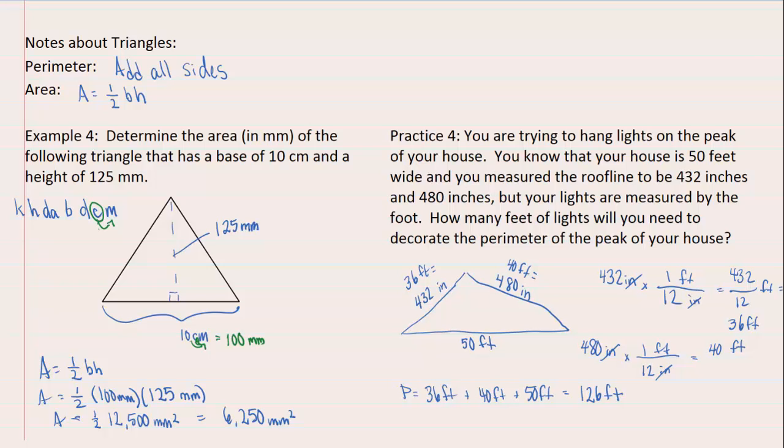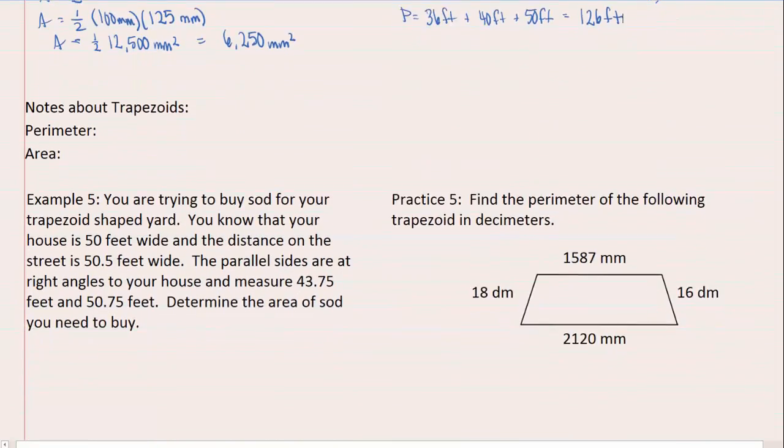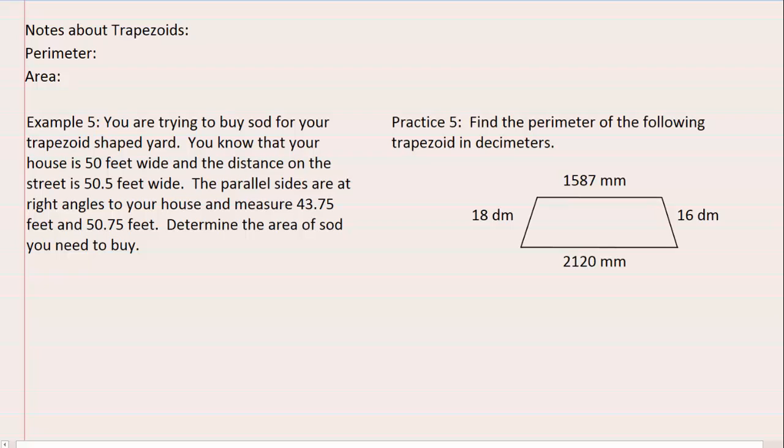Now, let's look at trapezoids. To start out about trapezoids, the perimeter is found the same way as we found the others. You would need to find the distance around all sides. Since it does not have a simpler formula, we simply say the perimeter is you add all sides.